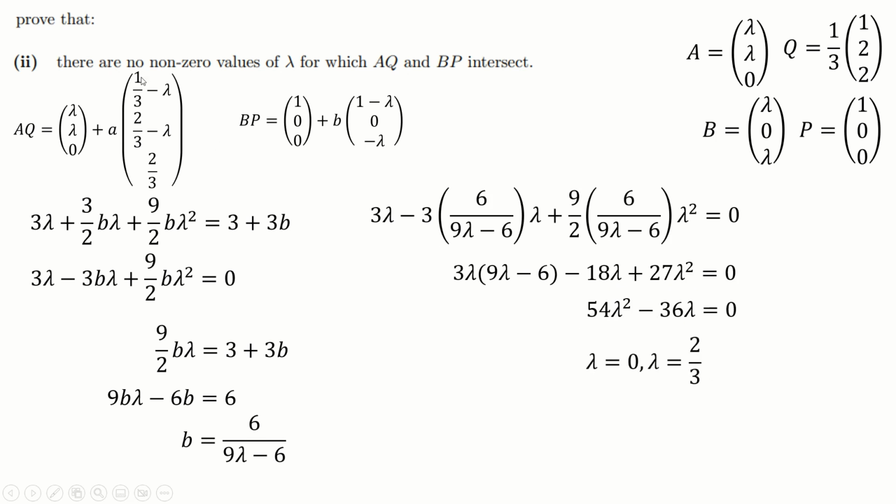Now, why does it say there are no non-zero values for lambda that work? Well, here's the 0 one, so that's fine, but that's non-zero, so why have I got that? Well, the answer's staring you right in the face. It's because of this thing that we had earlier. This b is over 9 lambda minus 6 on the denominator. If lambda is 2/3, then this makes 6 divided by 0, and the b value is not defined. So this actually isn't a solution, and therefore there are no non-zero solutions to this that would make this work.